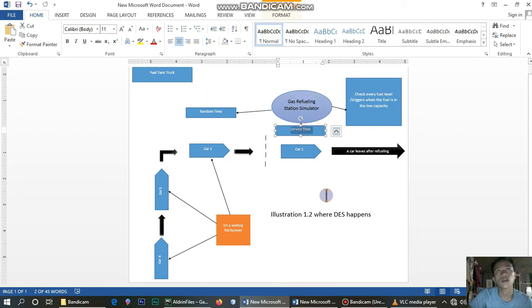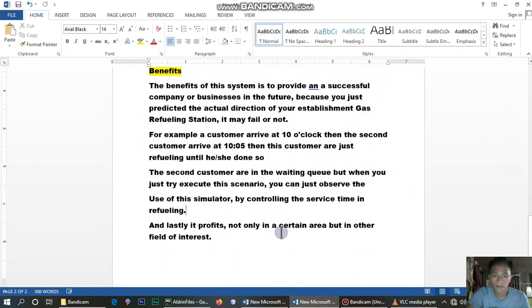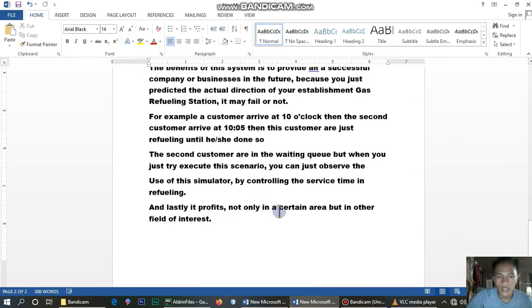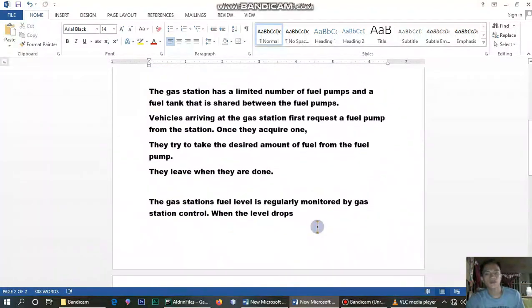For example, the service time depends on how many liters are needed by car 1. So we cannot predict how many liters he or she needs. And lastly, it profits not only a certain area but other fields of interest. So, thank you.